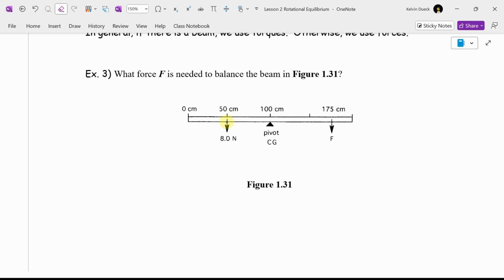So it looks like we have 8 newtons down. We have mystery force F. I should point out, we also have mg of the beam. It's there. Are we spinning? No. You know what that means? That means the sum of all the torques clockwise in that direction has to equal the sum of all the torques counterclockwise. That's in that direction.